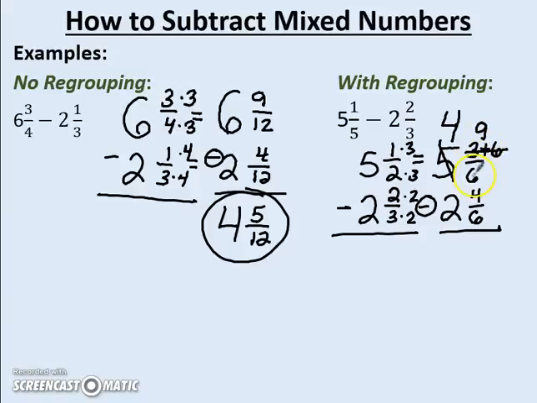Notice 9/6 is the same as 1 3/6, so that's why we said we borrowed 1 whole here. Now, 9/6 take away 4/6 makes 5/6, and 4 take away 2 makes 2. So this is 2 and 5/6.